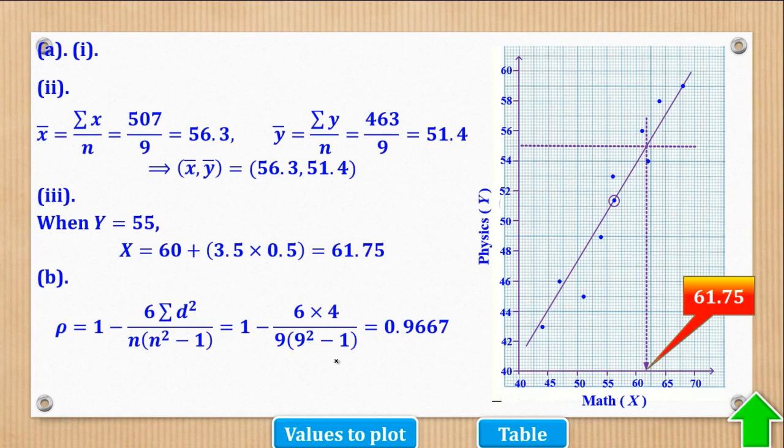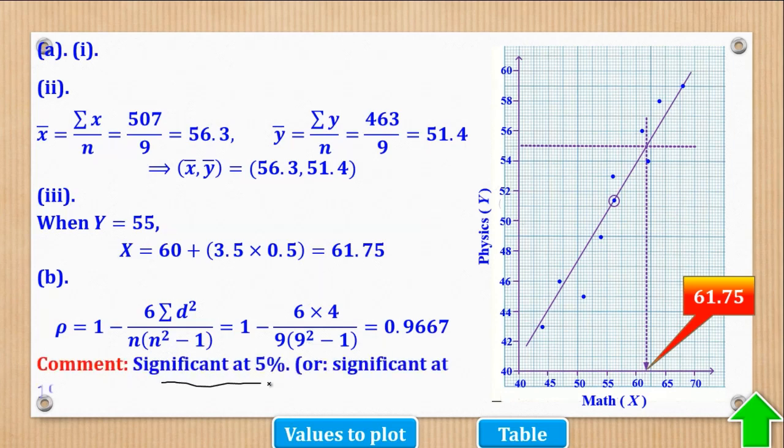Then you can comment. To comment will be either significant at 5% or significant at 1%. Any of the two is okay. Now how can we know that it is significant or not significant? One, we need to know the number of pairs. They are 9. Then 2, we need to know the calculated value is 0.9667.